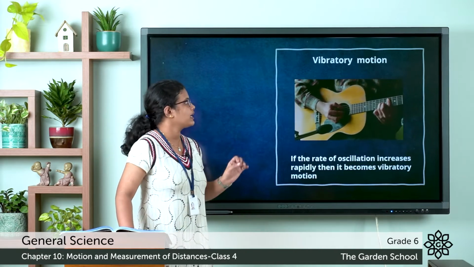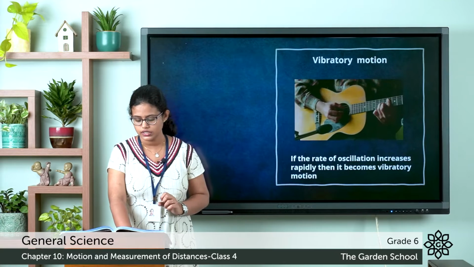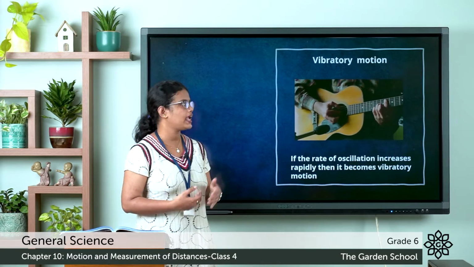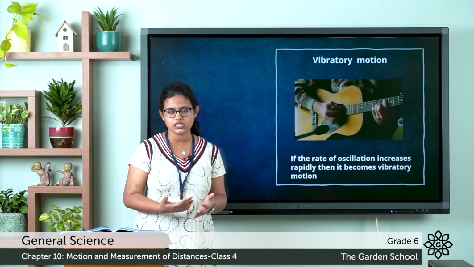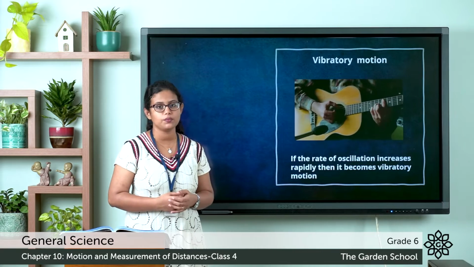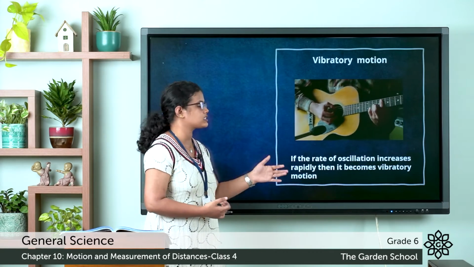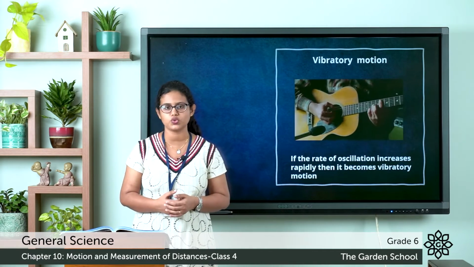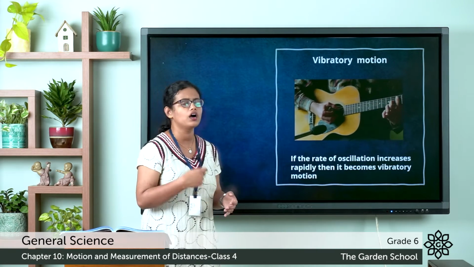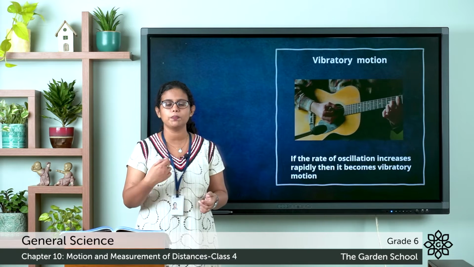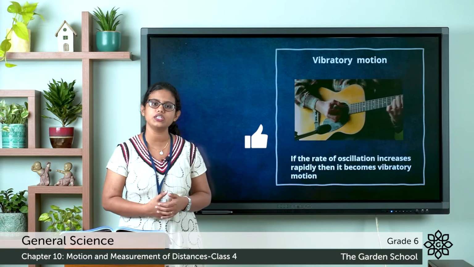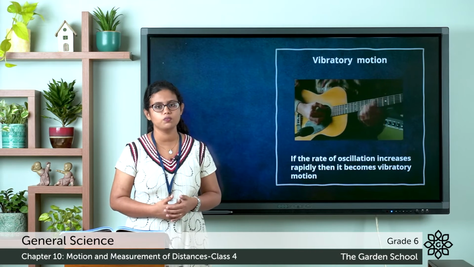The next type of motion is the vibratory motion. That is when you pluck a string which is tightly held between 2 points in musical instruments like guitar or sitar. So the string vibrates. That is called vibratory motion. If the rate of oscillation increases rapidly, then it becomes vibratory motion. For example, in a musical instrument like guitar or sitar, when you pluck a string it vibrates, and that motion is called vibratory motion. So these are the different types of motion.